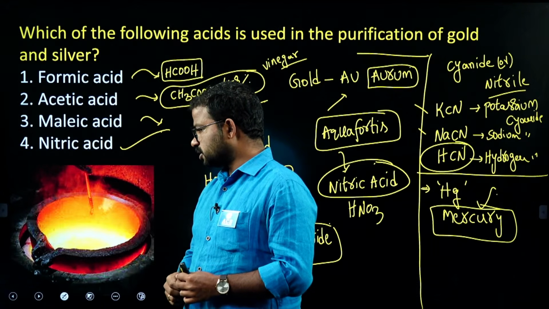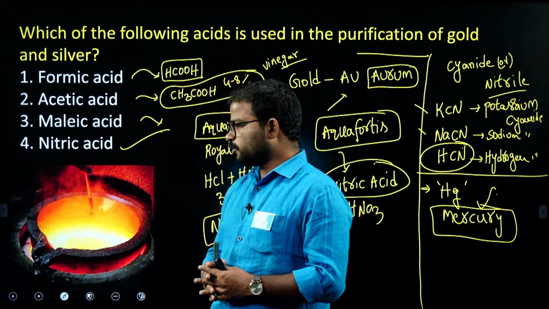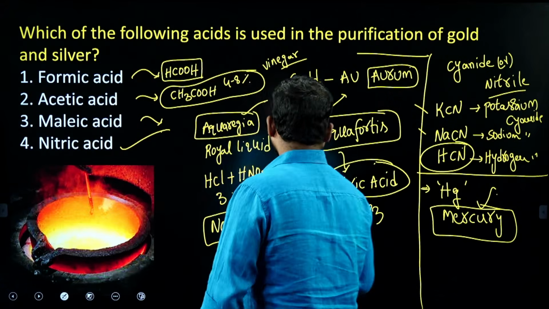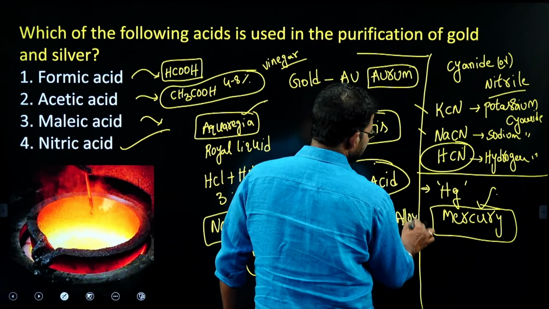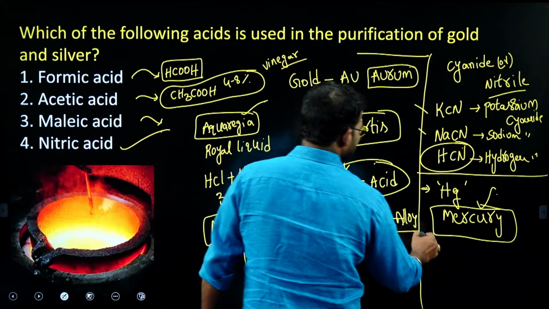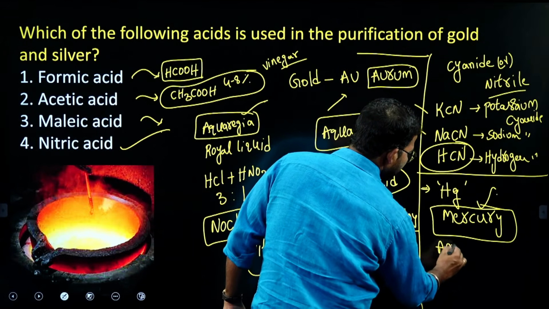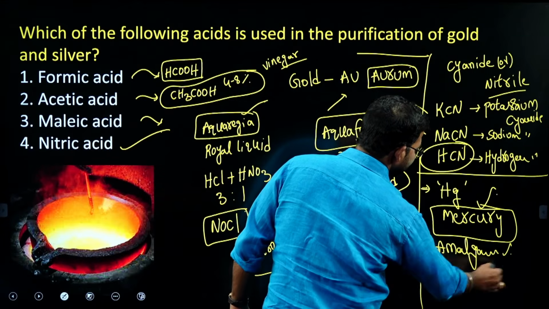Yes, Abhishek. When mercury reacts with gold, what is the name of that alloy? Nothing but amalgam. The name of the alloy is called amalgam.